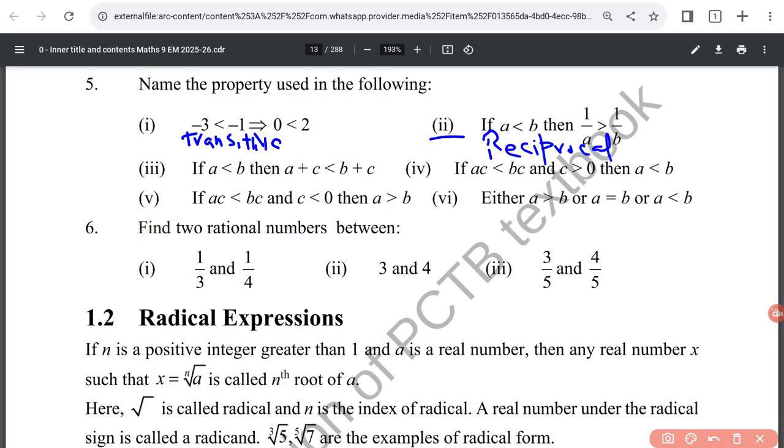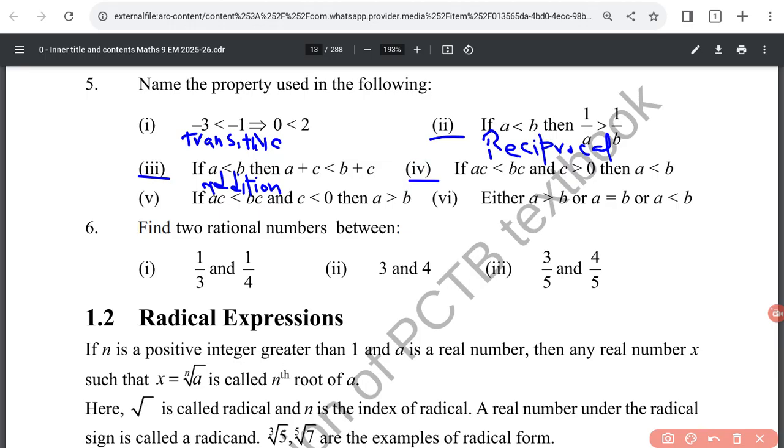So now we move towards the third one. If a less than b, then a plus c less than b plus c. So it is the addition property of inequality. Where we use these less than, greater than signs, all these are properties of inequality.